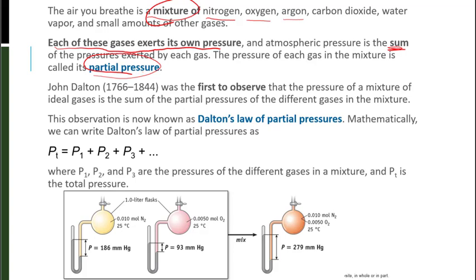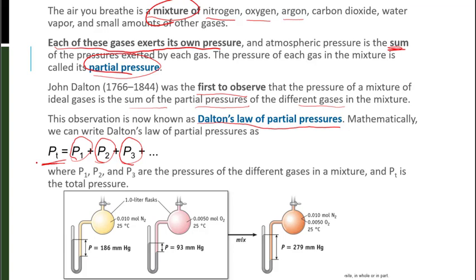Now, John Dalton was the first to observe that the pressure of a mixture of ideal gases is the sum of the partial pressures of the different gases in the mixture. This observation is now known as Dalton's law of partial pressures. Mathematically, we can write Dalton's law of partial pressures as saying the pressure from gas 1 plus the pressure from gas 2 plus the pressure from gas 3 is equal to the total pressure.